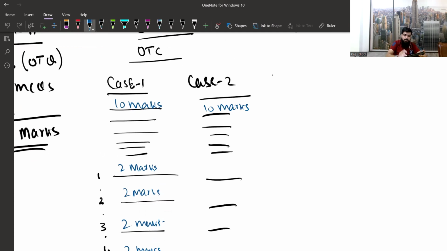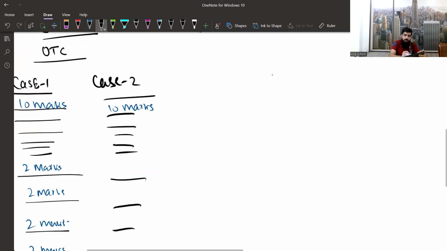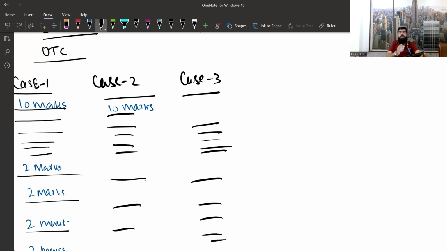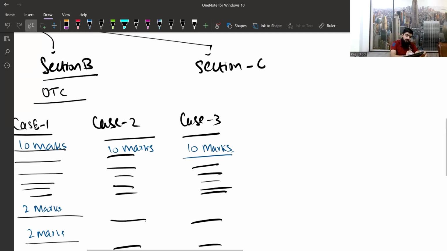And again, there is going to be case 3 as well. In this case 3, again there will be the same scenario. The case will be given and then there will be 5 questions, 5 requirements, and each requirement will be of 2 marks. So which means the weightage of case 3 is 10 marks. So which means 30 marks for the OT cases.